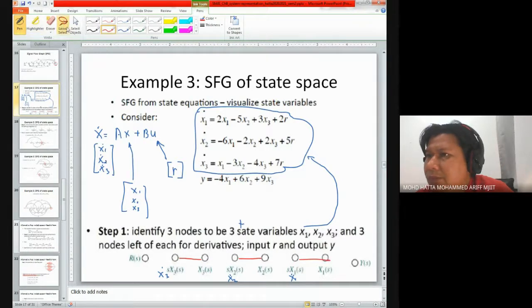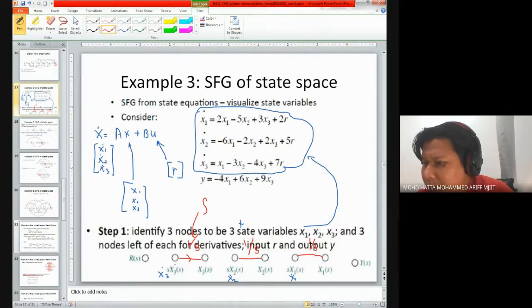We draw a line here, and we know this line will represent the integrating action, the 1 over s. The 1 over s is basically the same as when you try to integrate. So the integration is represented as 1 over s.